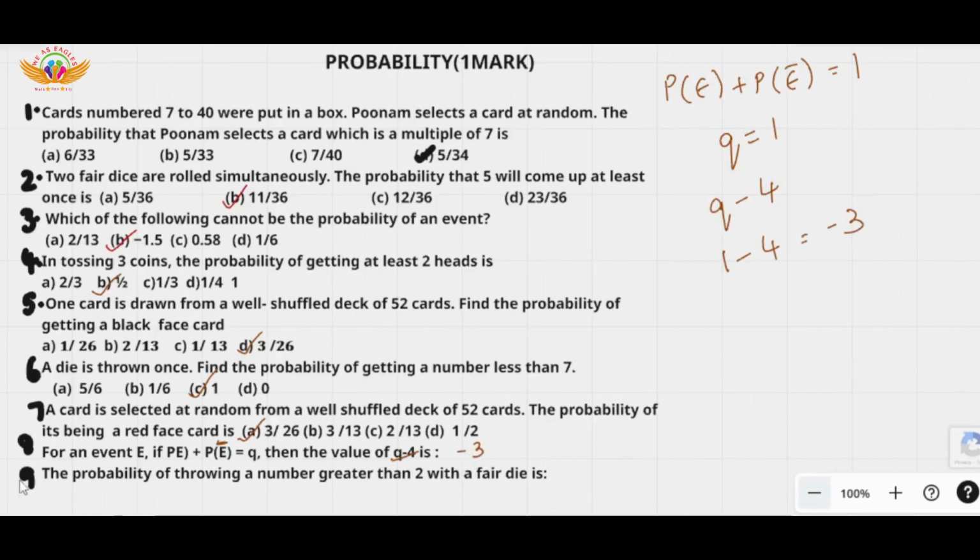So the answer is minus 3. The last question: the probability of throwing a number greater than 2 with a fair die. Okay, so what is a die? A die has a total number of outcomes 6. Numbers 1 to 6 will be there in a die. They're asking for a number greater than 2. Numbers greater than 2 in a die will be 3, 4, 5 and 6. 1, 2, 3, 4. There are 4 chances. 4 by 6. 2 2s are 4, 2 3s are 6. So the answer is 2 by 3. Yes.